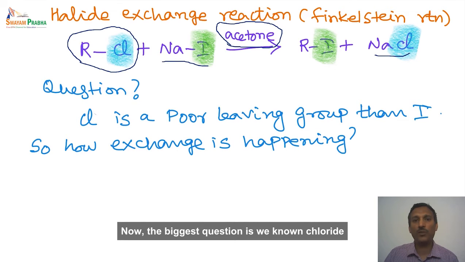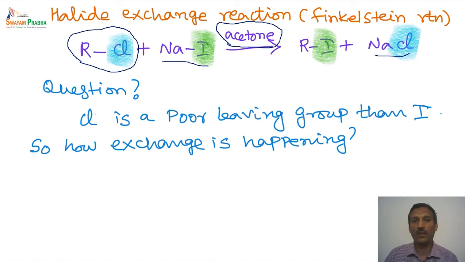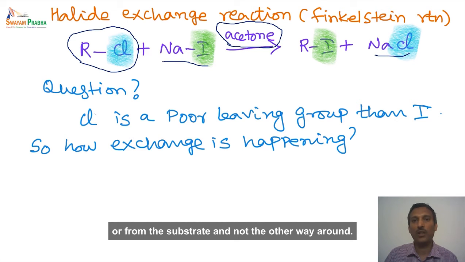Now, the biggest question is, we know chloride is a poor leaving group compared to iodine. Then, how does this exchange actually take place? That is the biggest question. Because whenever a better leaving group is the one which actually leaves from the substrate, and not the other way around. So, the alkyl halide chlorine is a very poor leaving group. That gets converted to an alkyl iodide where iodine is a much better leaving group.